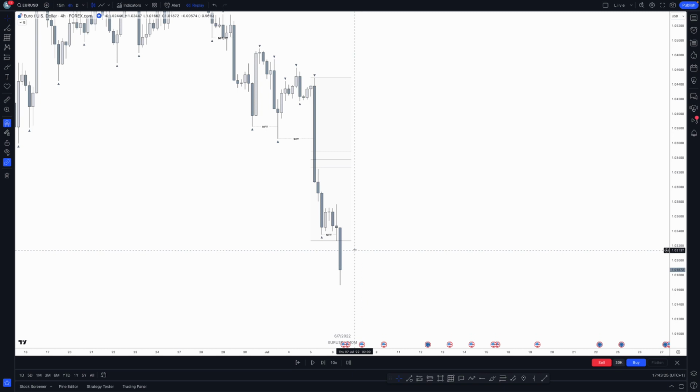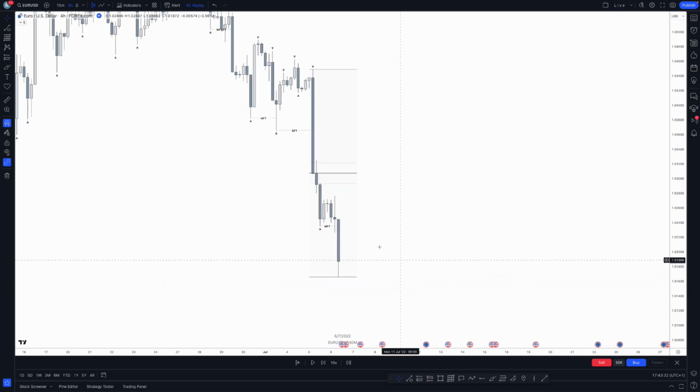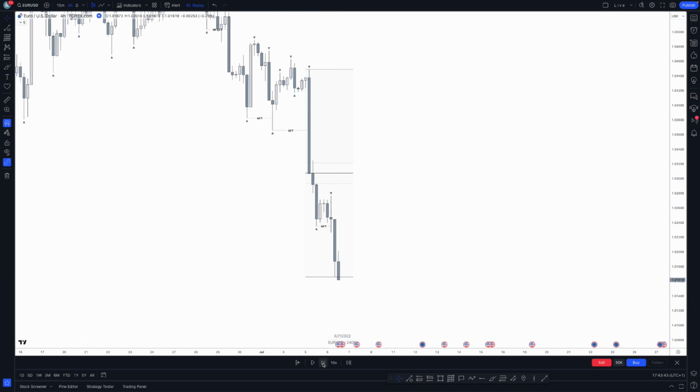So price does continue down. We've now got a body close below this, so it goes from no follow through to unconfirmed. So what we will be doing now is sitting on our hands and just waiting for the next candle to see what happens, to see if we get a bullish candle to signal again no follow through, or do we get another bearish candle to signal follow through.